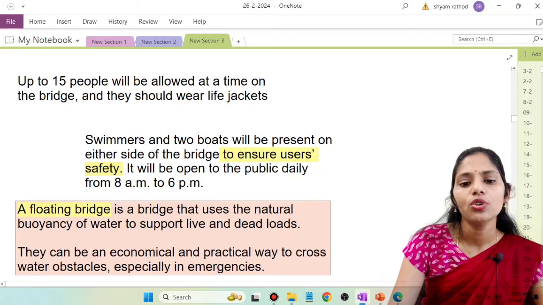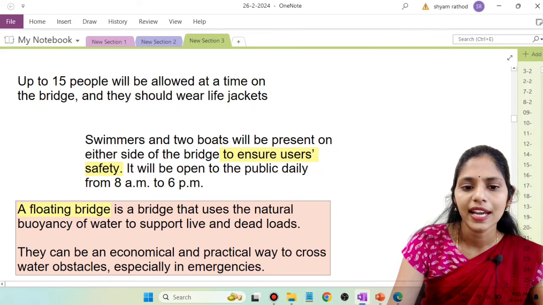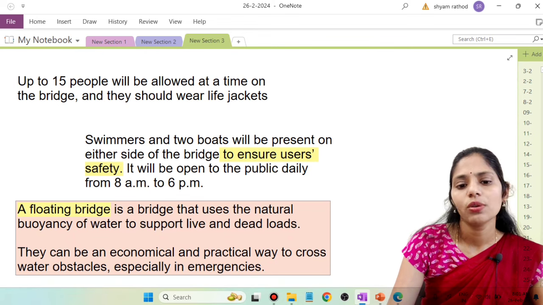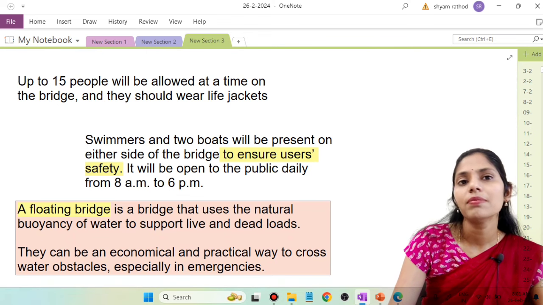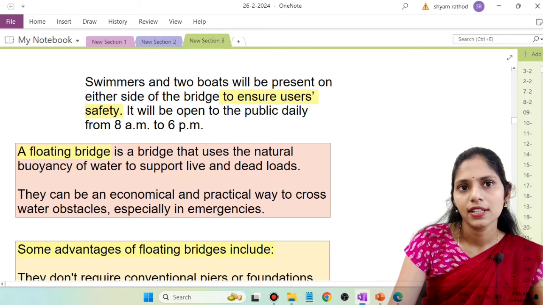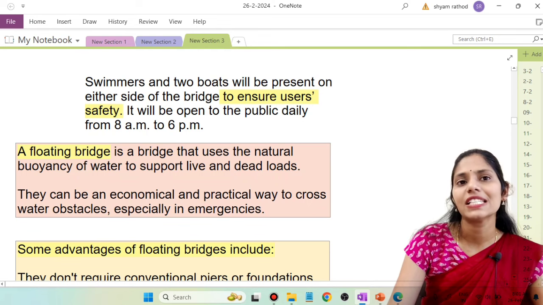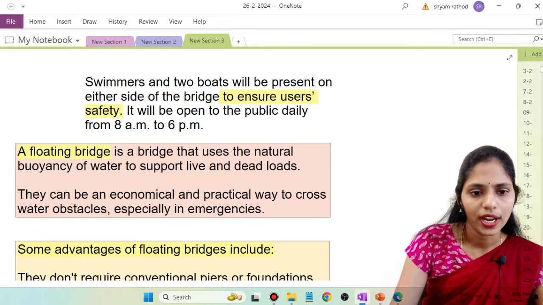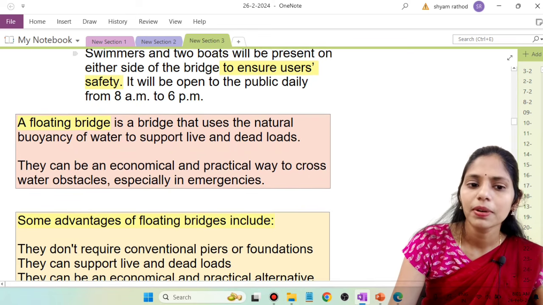Swimmers and 2 boats will be present on either side of the bridge to ensure user safety, and this will be open to the public daily from 8 AM to 6 PM. It will not be available on full moon and new moon days, when we can see high tides and low tides. So what is this floating bridge concept?